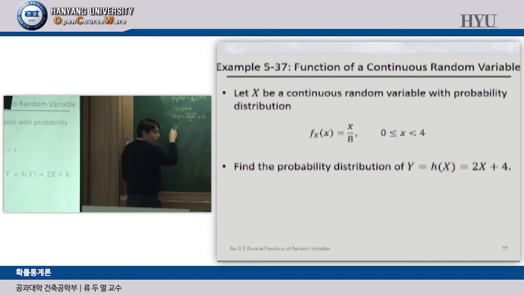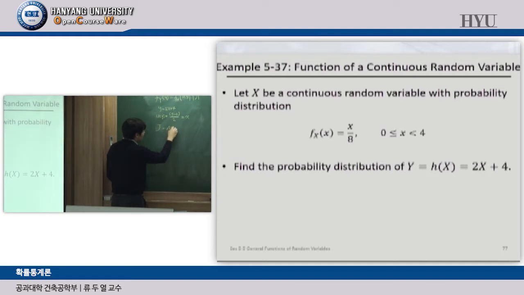So, the Jacobian is equal to u prime of y. This is the derivative. That is equal to 1 over 2 here.